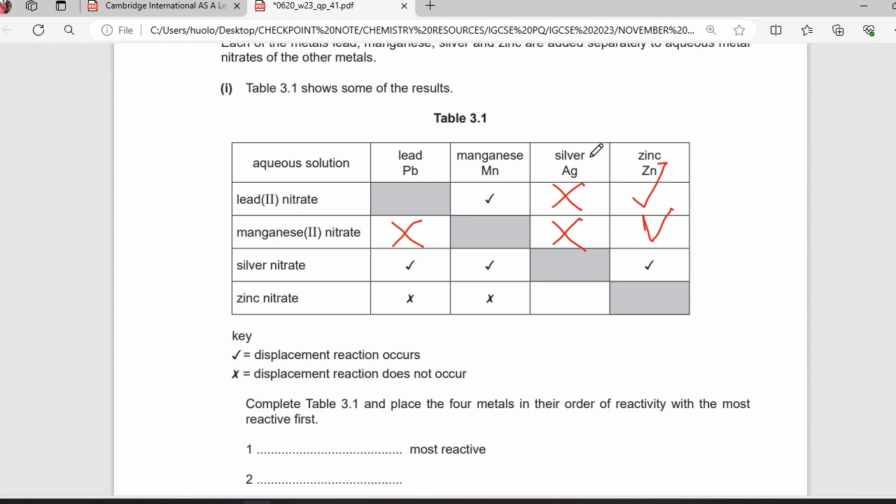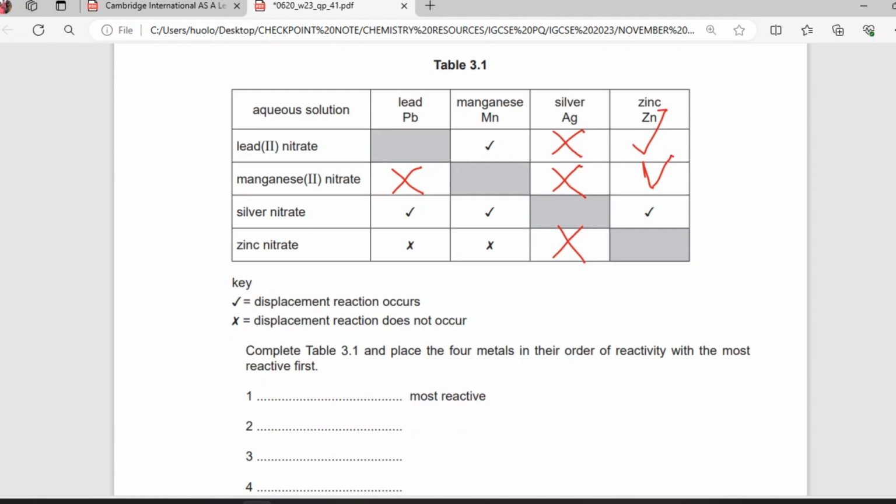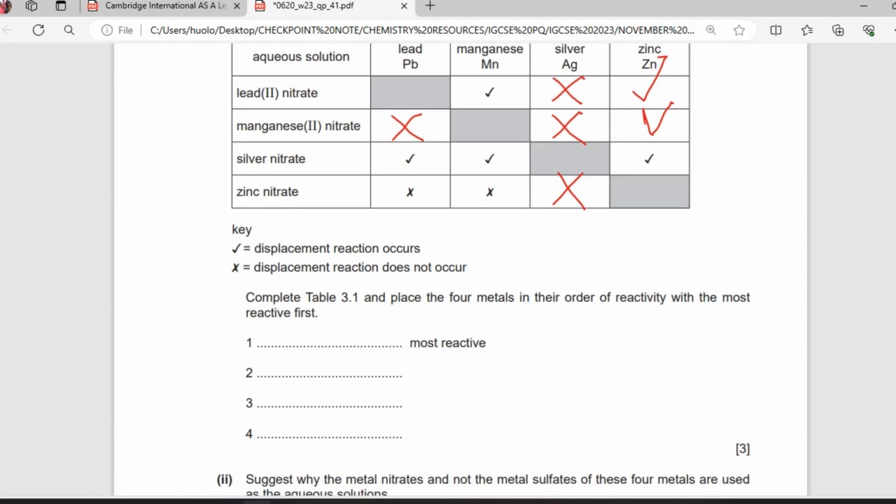Okay, so let's come again. Silver in zinc nitrate. Since zinc is obviously more reactive than all the other elements, we don't expect a reaction to take place, so a cross. Okay, so that is what is expected on the table. So we have six boxes to tick. So the marks will be awarded. Let's see the marks. We have 3 marks for everything.